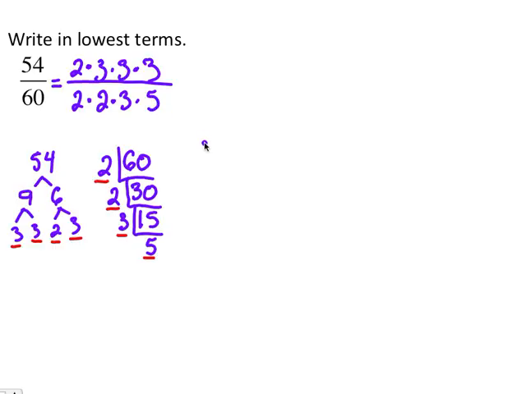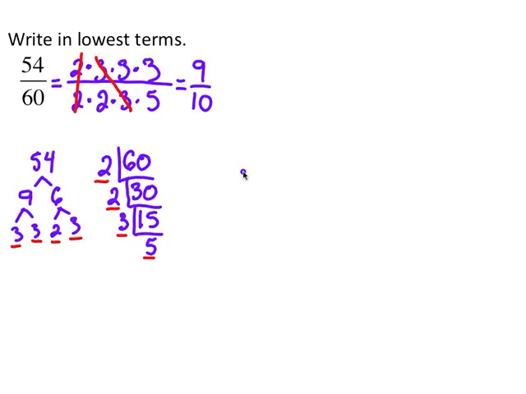Okay, to reduce it then, or to write it in lowest terms, you're looking for any pair of numbers that's the same on the top and bottom, and we can cancel them. So we can cancel a pair of 2's, and we can cancel a pair of 3's. And then for your fraction, you multiply back together anything that's left. So 3 times 3 is 9, and 2 times 5 is 10. So we're left with 9/10 for our fraction.